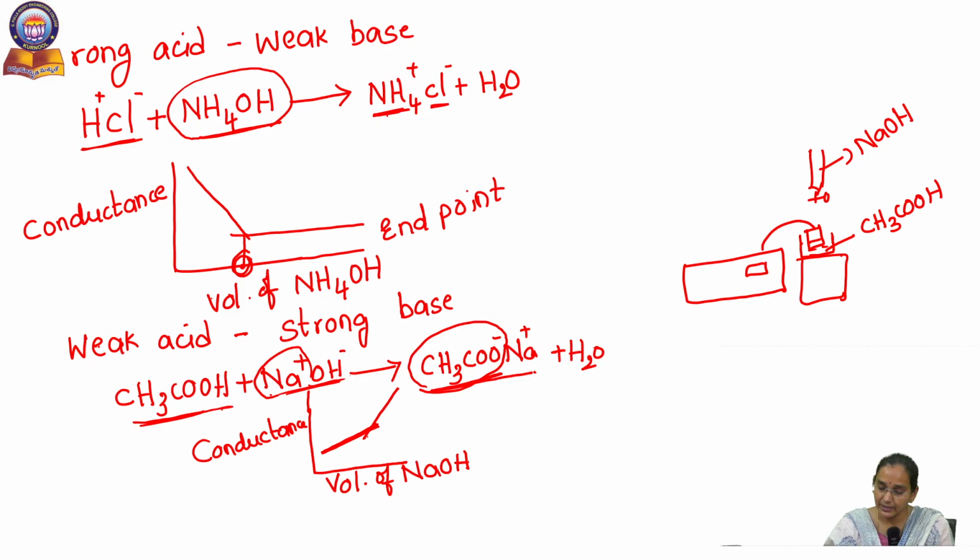But why not rapid increase? Why slow increase? Because the released acetate ion is a bulky ion. It doesn't move faster. So it moves slowly in the solution. That's why conductance increases slowly. After neutralization of acetic acid with sodium hydroxide, if we add excess sodium hydroxide, the conductance increases rapidly because of the increase in the number of ions and also fast moving ions. Then how can we get the endpoint? The intersection of these two lines gives the endpoint.